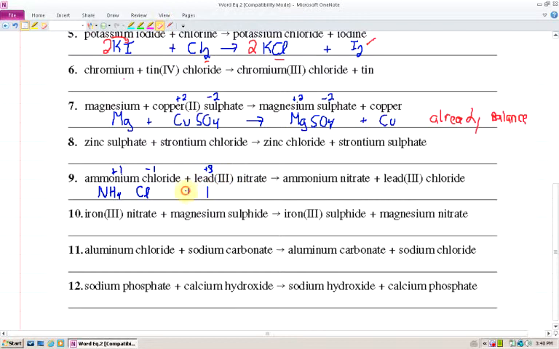Okay, I think they were trying to use iron. This is Pb. Nitrate is NO3. Okay, and I need my brackets. This is a -1, so I need a 3 here because that 3 has to crisscross.